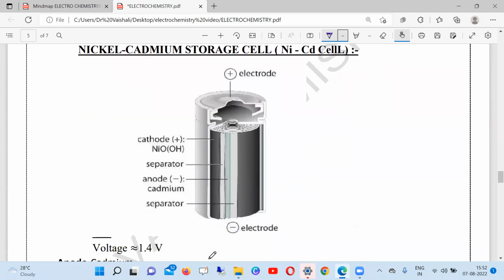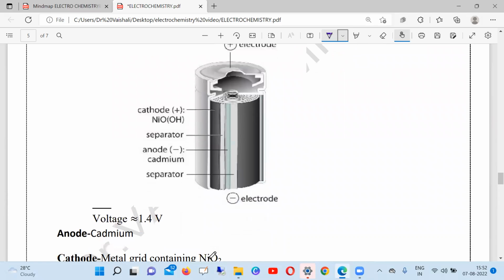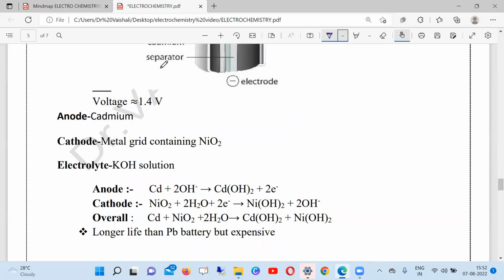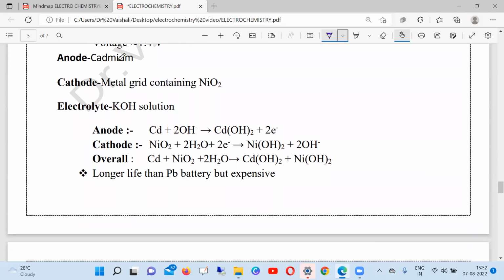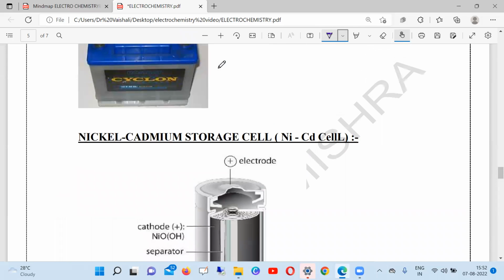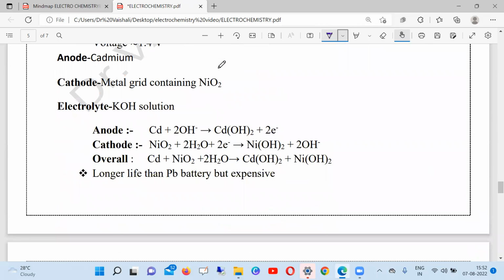The second example is the nickel cadmium storage cell. It's quite simple. Okay. Its voltage is 1.4. Anode is made up of cadmium. Cathode is made up of metal, cadmium metal grid containing nickel oxide. The name is there. What is the name? Nickel cadmium. Means nickel is there, cadmium is there. So anode is made up of cadmium. Cathode is made up of nickel oxide. Electrolyte again KOH, basic.